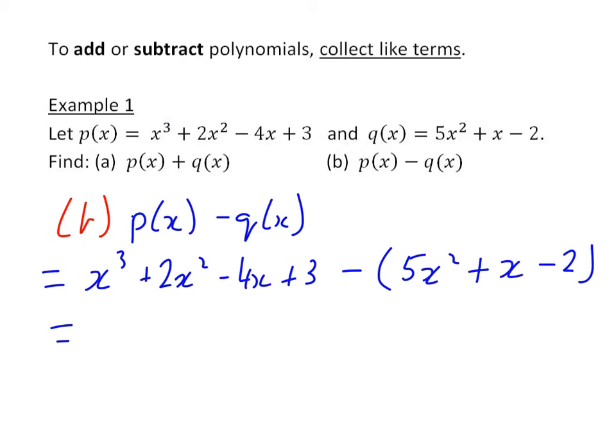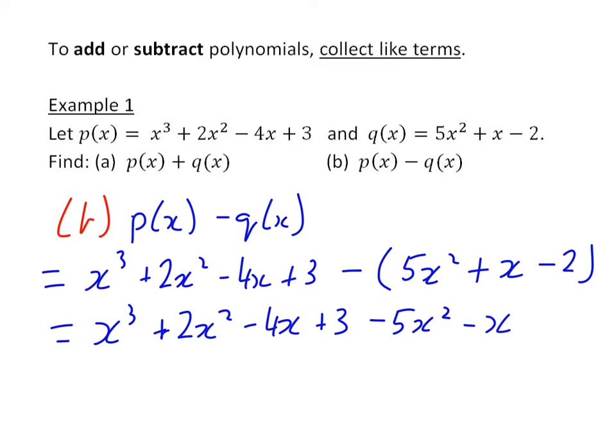Now, depends on how confident, you might jump straight into the subtraction, or you might choose to expand those brackets first. I'm going to do that now. If you're confident, you can go straight to the next step, but negative times 5x squared is negative 5x squared, and then negative 1 times positive x is negative x, and then negative 1 times negative 2 is positive 2.